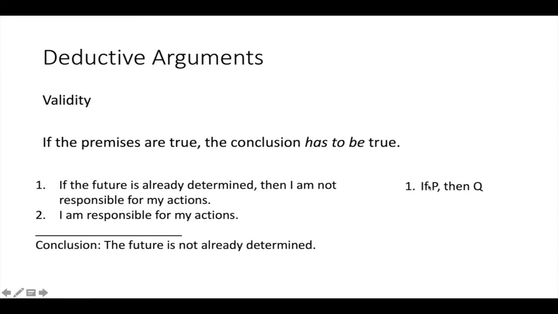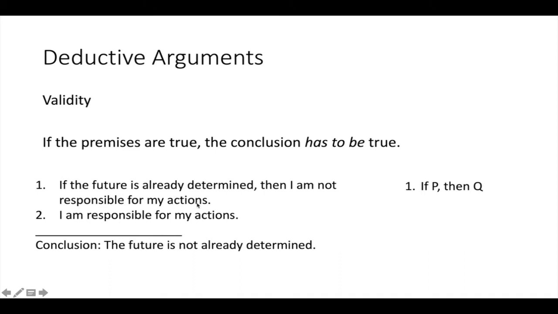So the first premise, I've written if P, then Q. Here, the first premise, if the future is already determined, so I'm using P to stand for this sentence: the future is already determined. And what am I using Q to symbolize? Well, Q stands for I am not responsible for my actions. So how would we symbolize the second premise, I am responsible for my actions? Well, we're denying what Q stands for. We're denying that I am not responsible for my actions.